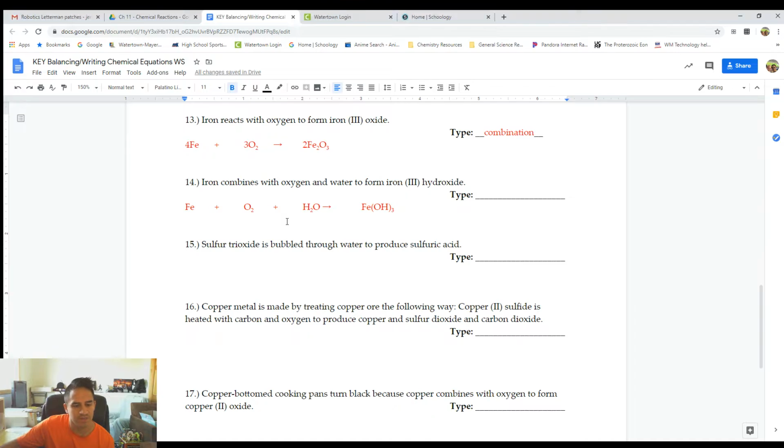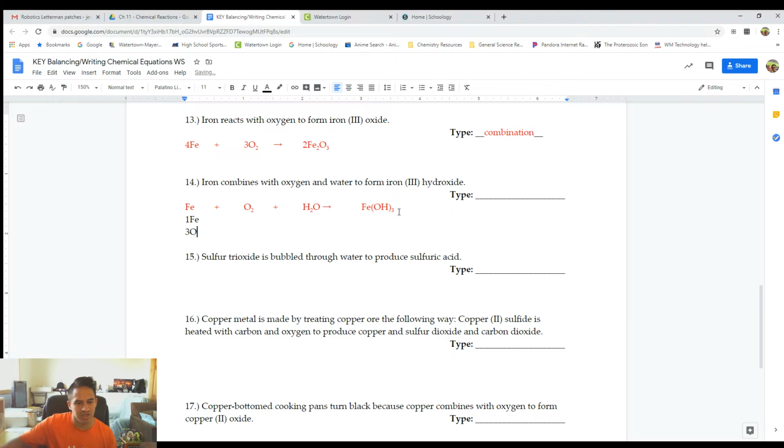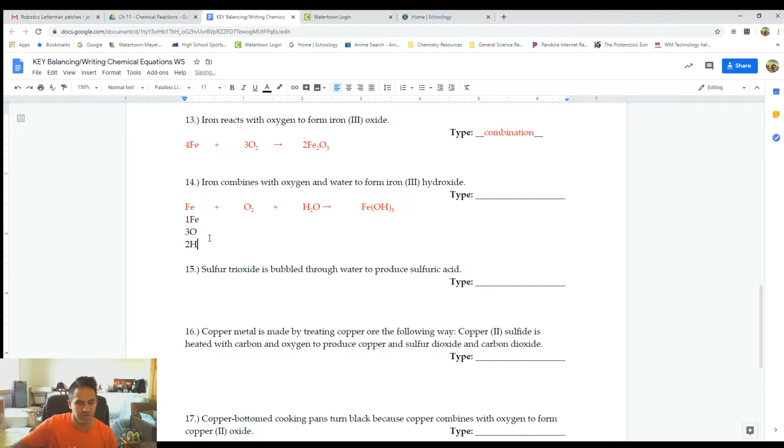As for balancing, this one is a little bit tricky. So let's make a list so it's a little bit easier. So you have 1 iron on the left. We have 3 oxygens. Okay, so we have 2 here and 1 there. And we have 2 hydrogens. On the right, we have 1 iron. This 3 is going to multiply the oxygens inside, so that gives us 3 oxygens.